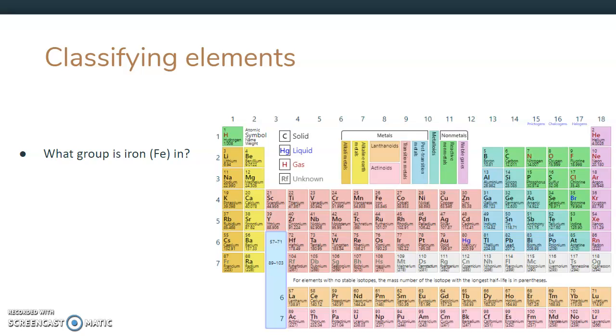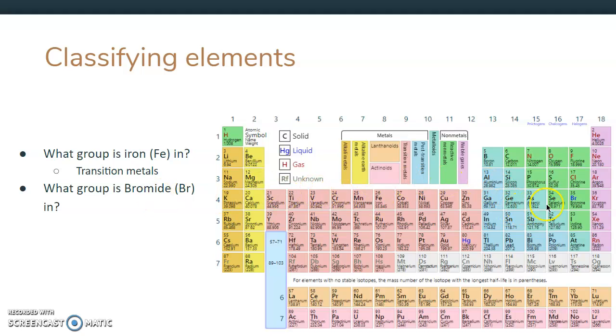So let's classify some of these elements after we've learned where they are, and maybe talk about their characteristics. So what group is iron, which is abbreviated Fe, in? So if I'm looking for iron, I find it at number 26 right here, which is in our transition metals. We even have a nice color-coded key to learn. So all our transition metals are this color. And our transition metals, if we can remember, are highly thermally and electrically conductive.